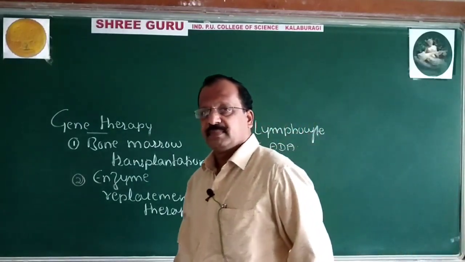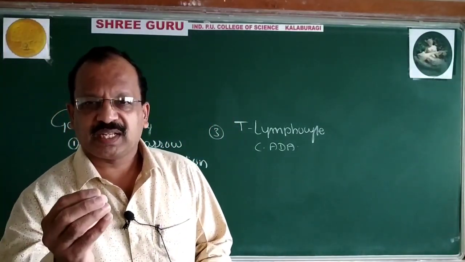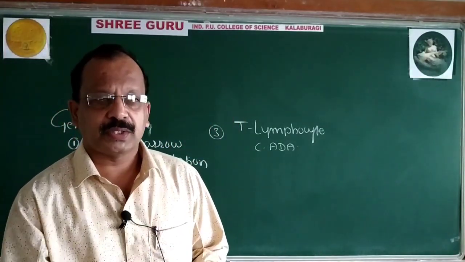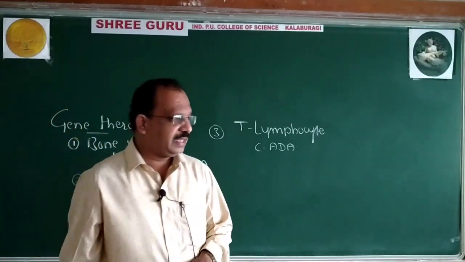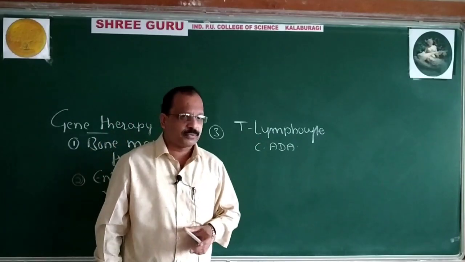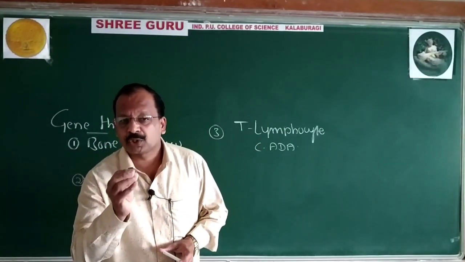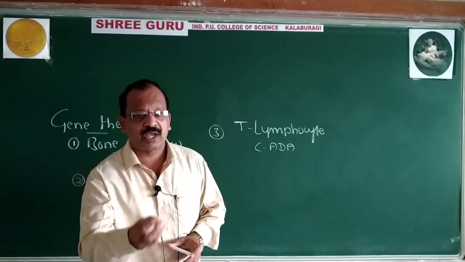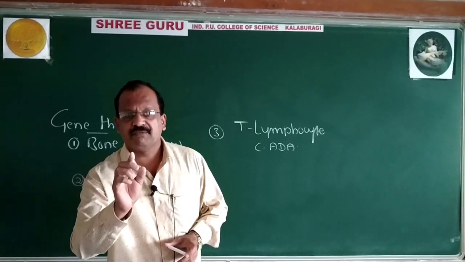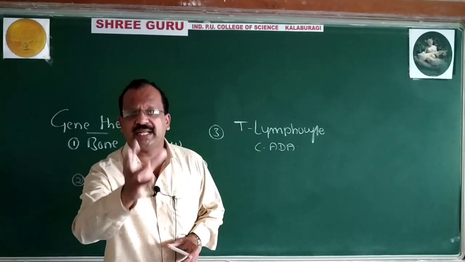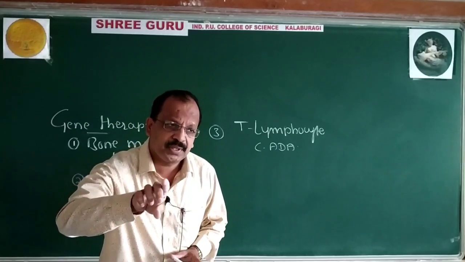But you know already WBCs have a very short lifespan. Same way here also, the genetically engineered T lymphocytes have a very short lifespan. They will survive only for a few hours. As a result, a continuous infusion is required.